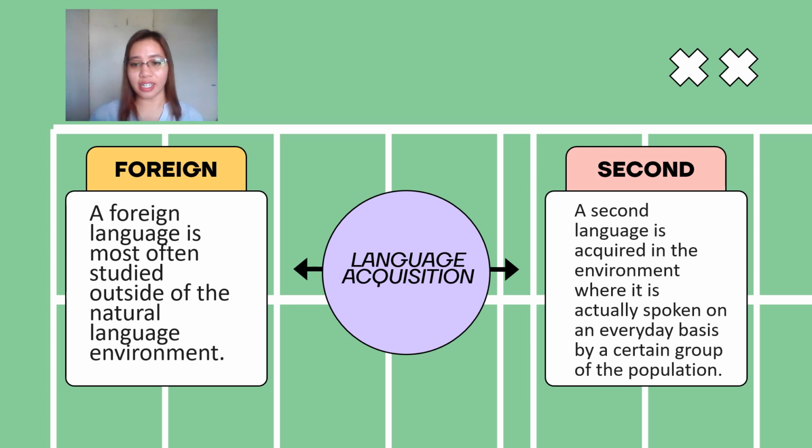The second one is the second language acquisition. It is acquired in the environment where it is actually spoken on an everyday basis by a certain group of the population. So, on the other hand, it happens when a language is learned in an environment where it is actively spoken, such as a Spanish speaker learning English while living in an English speaking country, so allowing for daily practice and interaction.